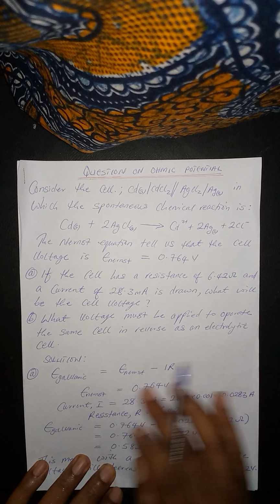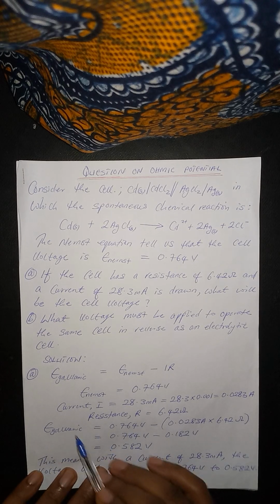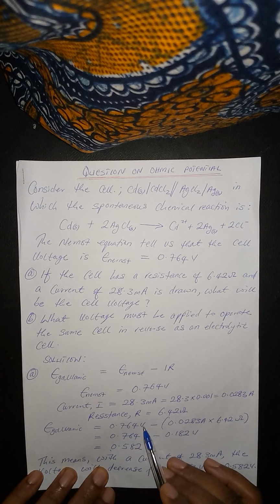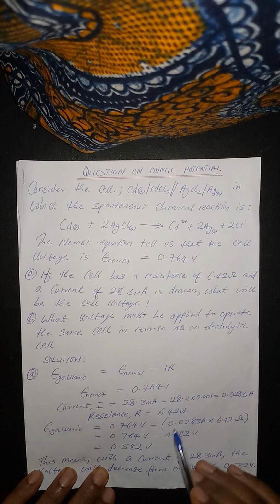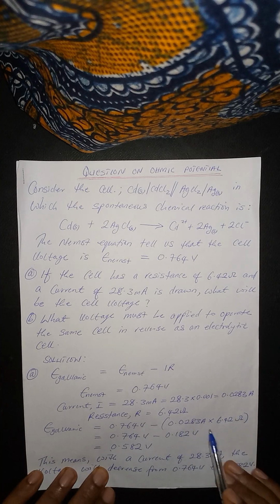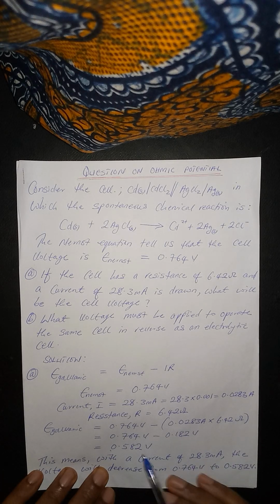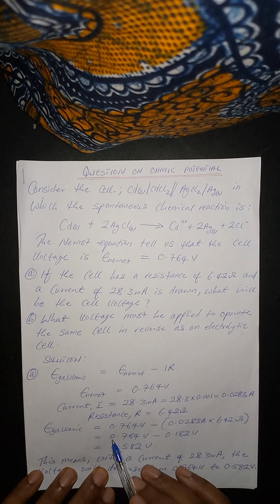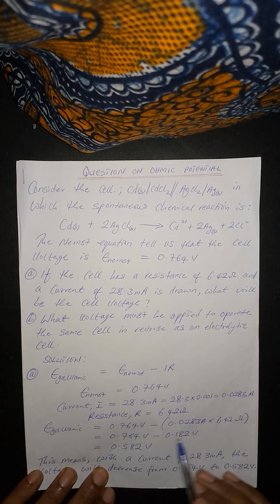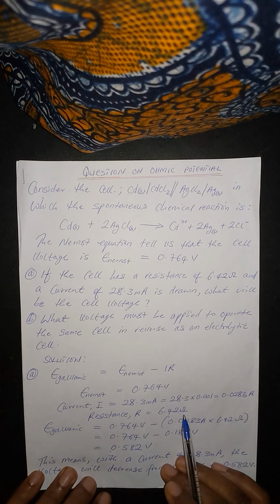You then substitute your parameters given into the formula, which will now be E galvanic equal to 0.764 volts minus the current, which is 0.0283, times resistance, which is 6.42 ohms. You multiply the current with the resistance, then you now have 0.182 volts. Then you subtract your answer from 0.764 volts, which now gives you 0.582 volts. This is the potential of the galvanic cell.